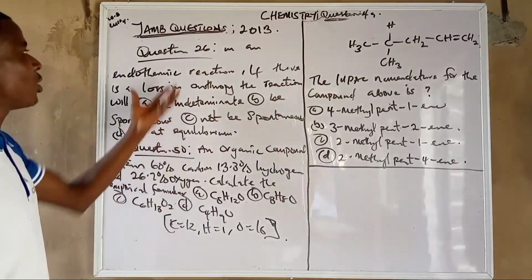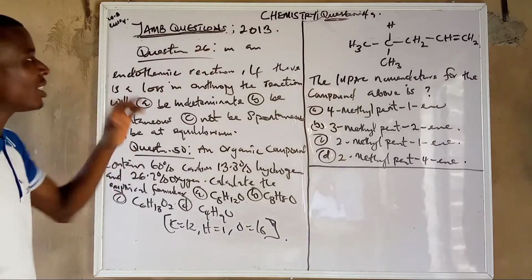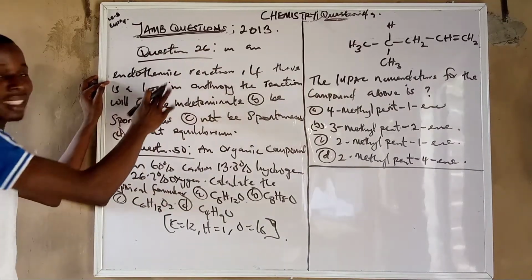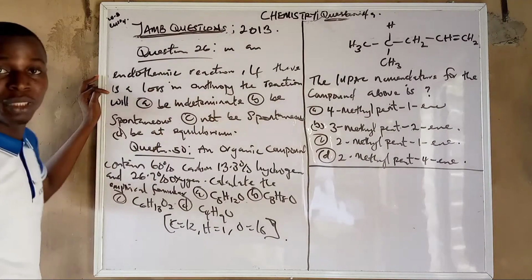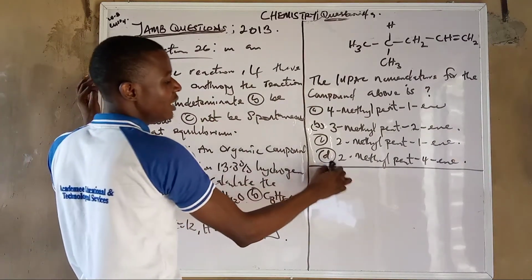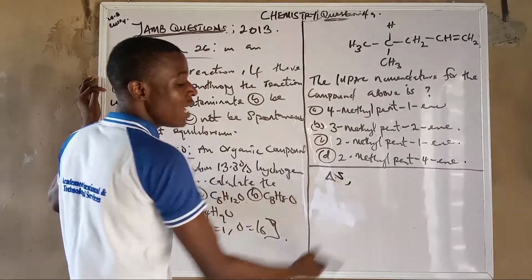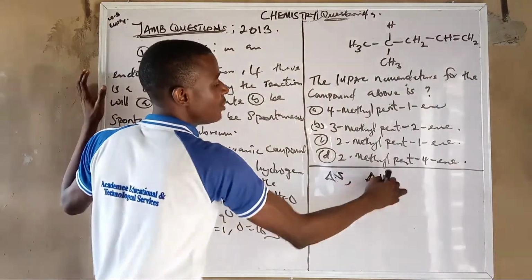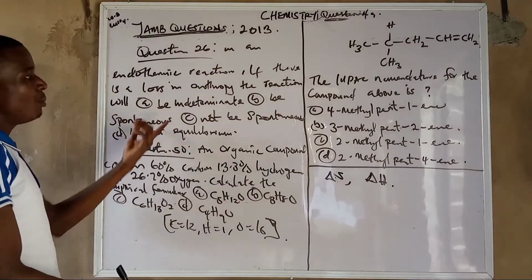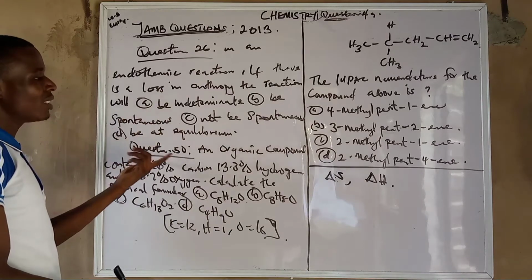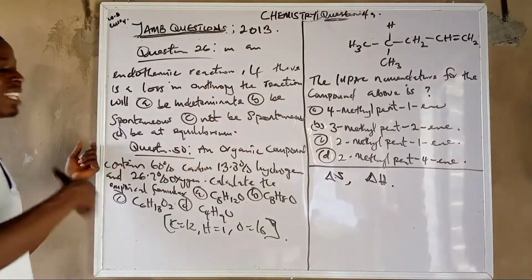So that is for that. Let's move on to the next question under the same year, question 26. The question says, in an endothermic reaction, if there is a loss in entropy, the symbol for entropy is the S, while enthalpy is the H. We now say there is loss in entropy. The reaction will be A, be determinate, B, spontaneous, C, not be spontaneous, D, be at equilibrium.